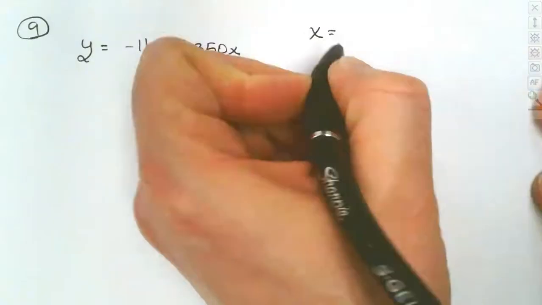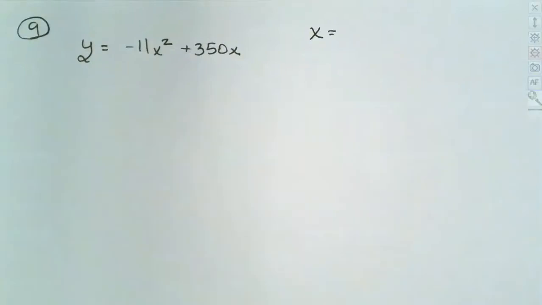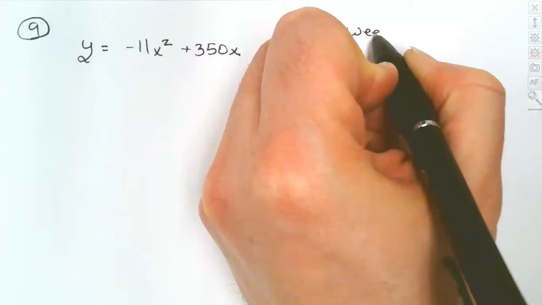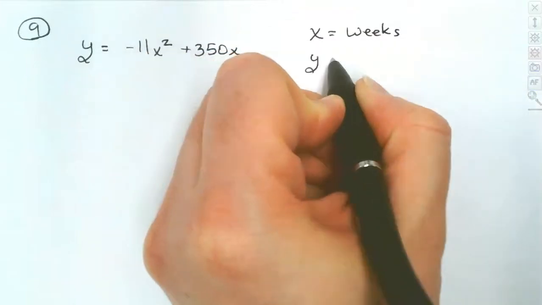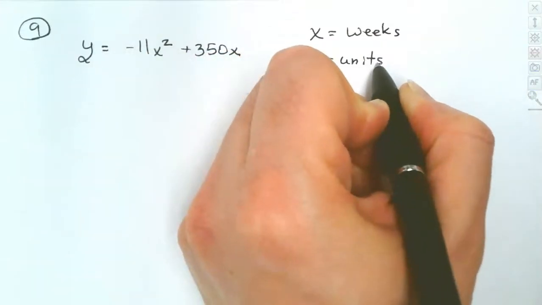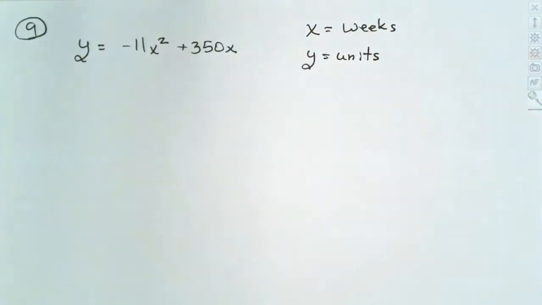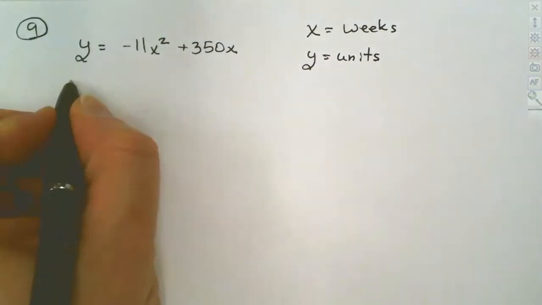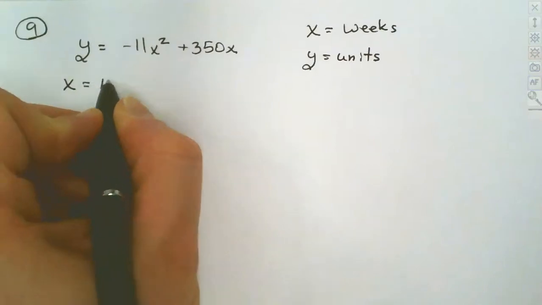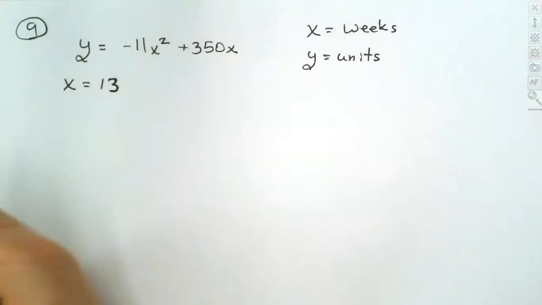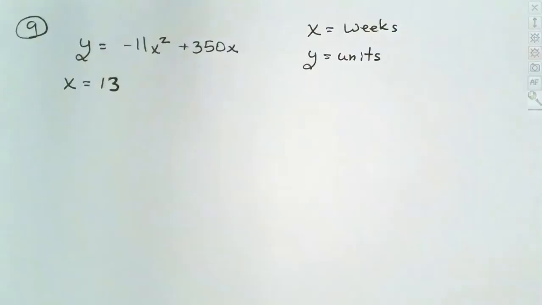X, what is x here? X is the weeks. And y is the units. So we've got x and y here. X represents the weeks, y represents the units. Now, what do we want to find? Well, if we read it, we want to find how many units I should sell in week 13. So we want to find week 13, so that means my x is going to be what now? 13.